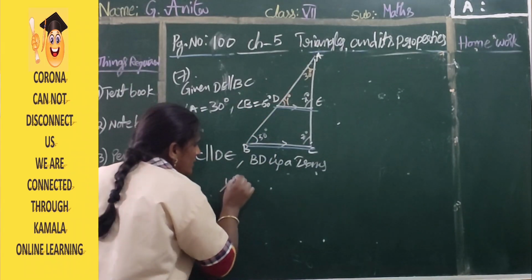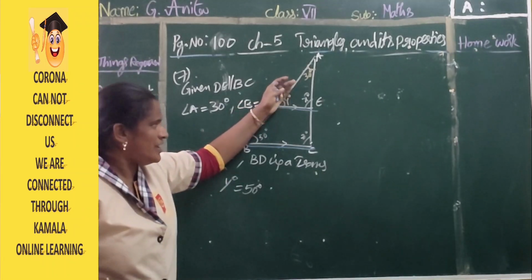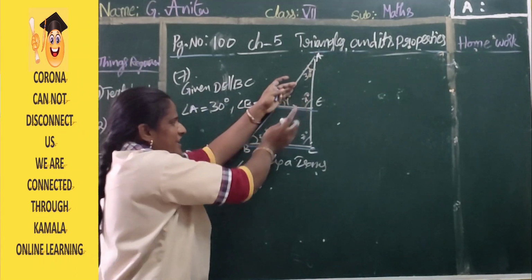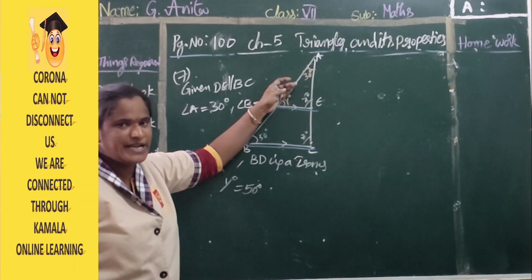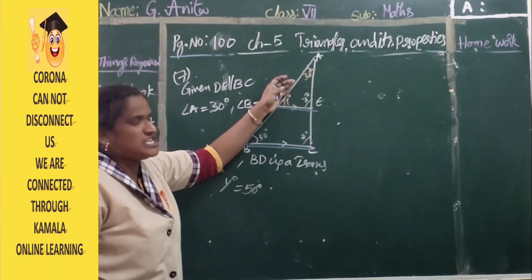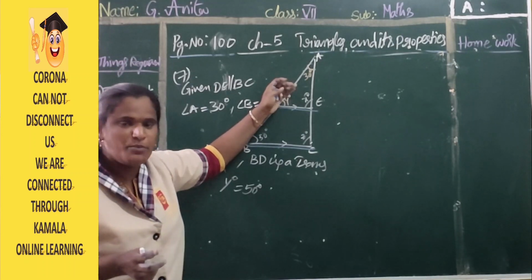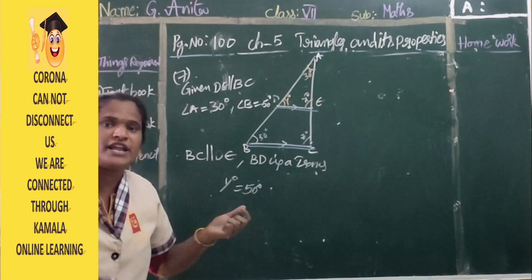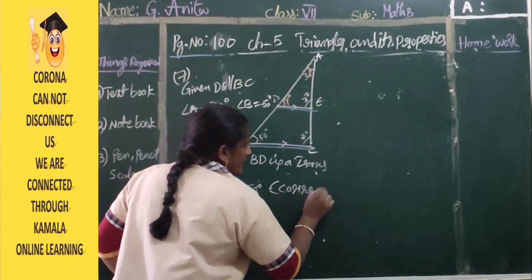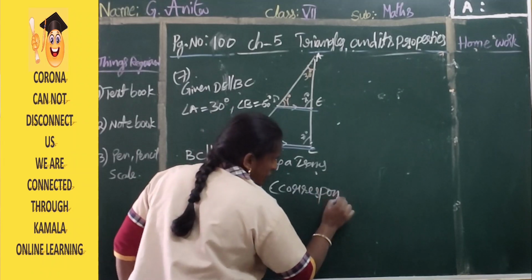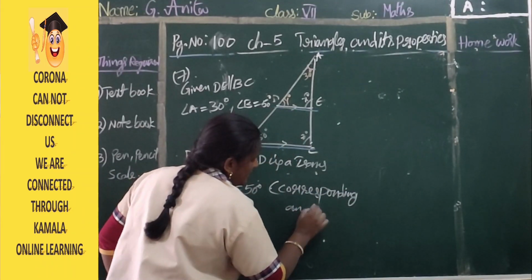Why are they equal? Once observe, on one side of the transversal, one is an exterior angle. This is an interior angle of the transversal. Okay, clear? One side of a transversal, one is exterior, one is interior. That means they both are equal to each other. They are corresponding angles. Corresponding angles. You have to mention why they are equal.